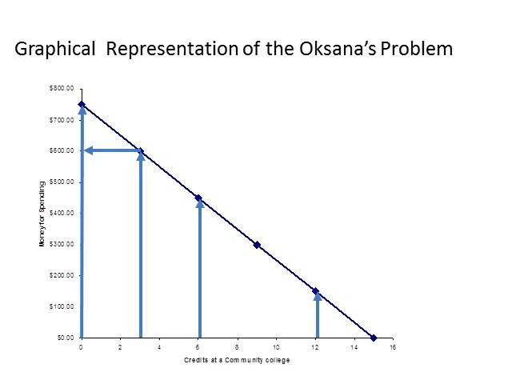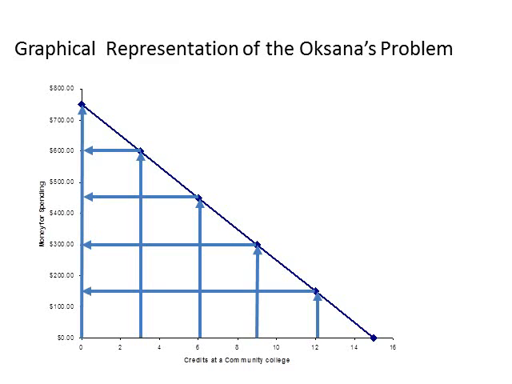If she takes 6 credits, she has $450 to spend on other things. If she takes 9 credits, she has $300 to spend on other things. If she takes 12 credits, she has $150 to spend on other things. If she takes 15 credits, she has $0 to spend on other things.